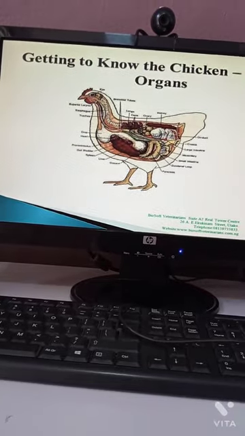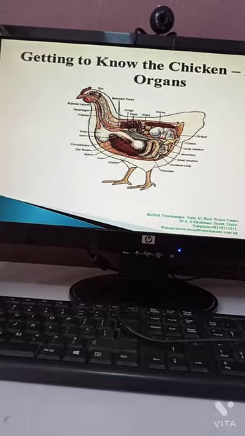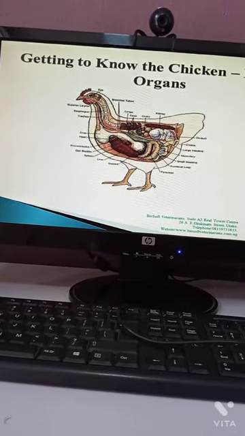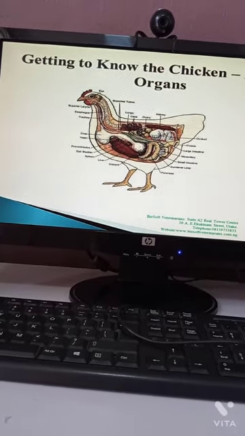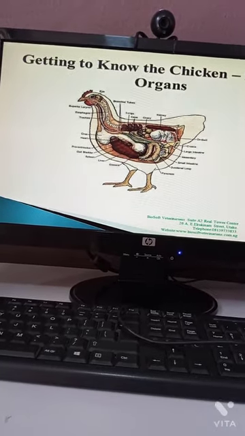Starting from the head, you have the eyes. The eyes of the chicken should be bright and alert, you know, and you have the larynx. The larynx is the vocal cord.